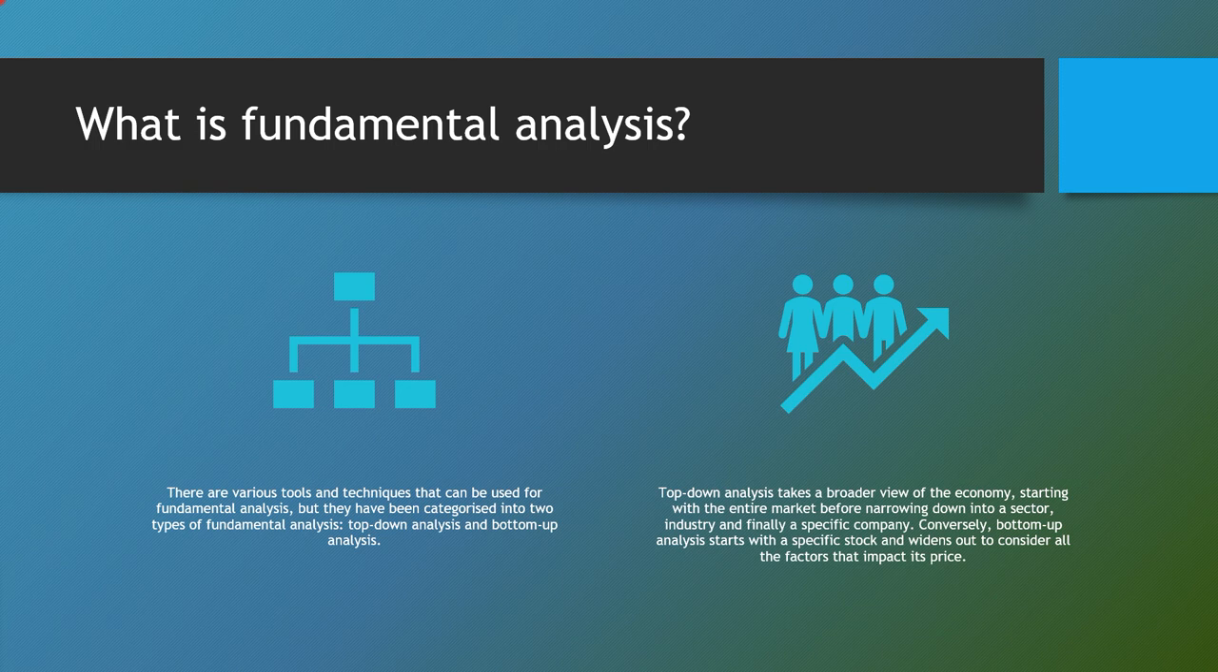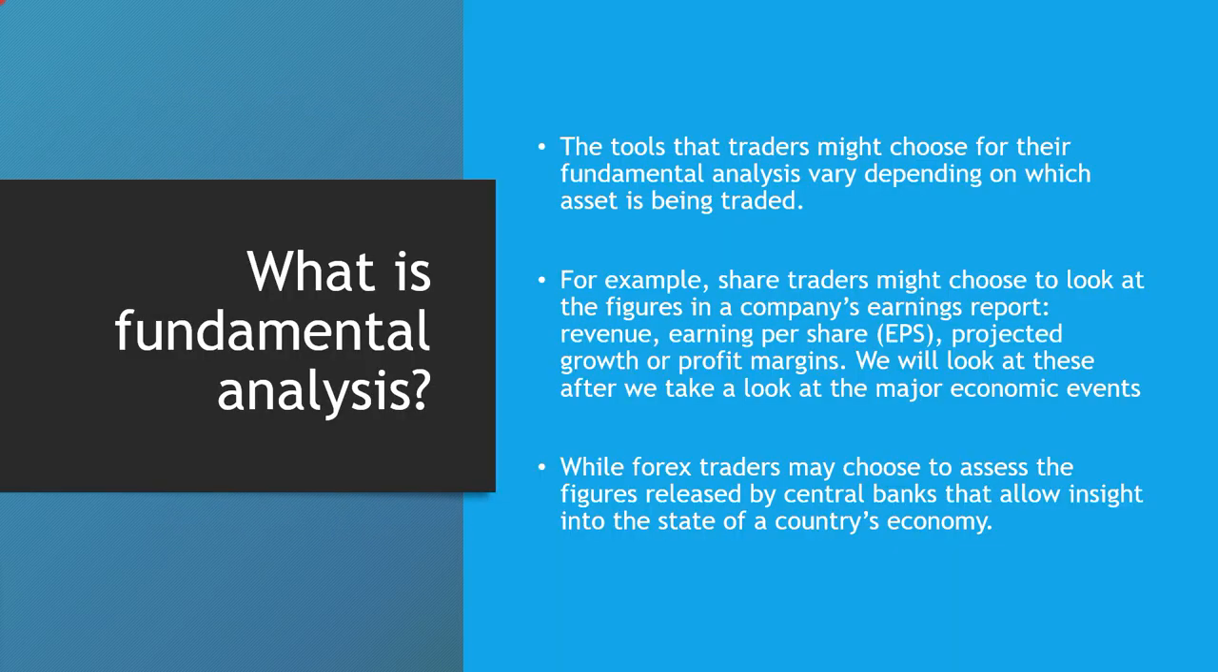Now, there are various tools and techniques that can be used for fundamental analysis. They can be categorized into two types of fundamental analysis: top-down analysis and bottom-up analysis. Top-down analysis takes a broader view of an economy, starting with the entire market before narrowing down into a sector, industry, and finally into a specific company. Conversely, a bottom-up analysis starts with a specific stock and widens out into considering all the factors that impact its price. The tools that traders might choose for their fundamental analysis vary depending on which asset is being traded.